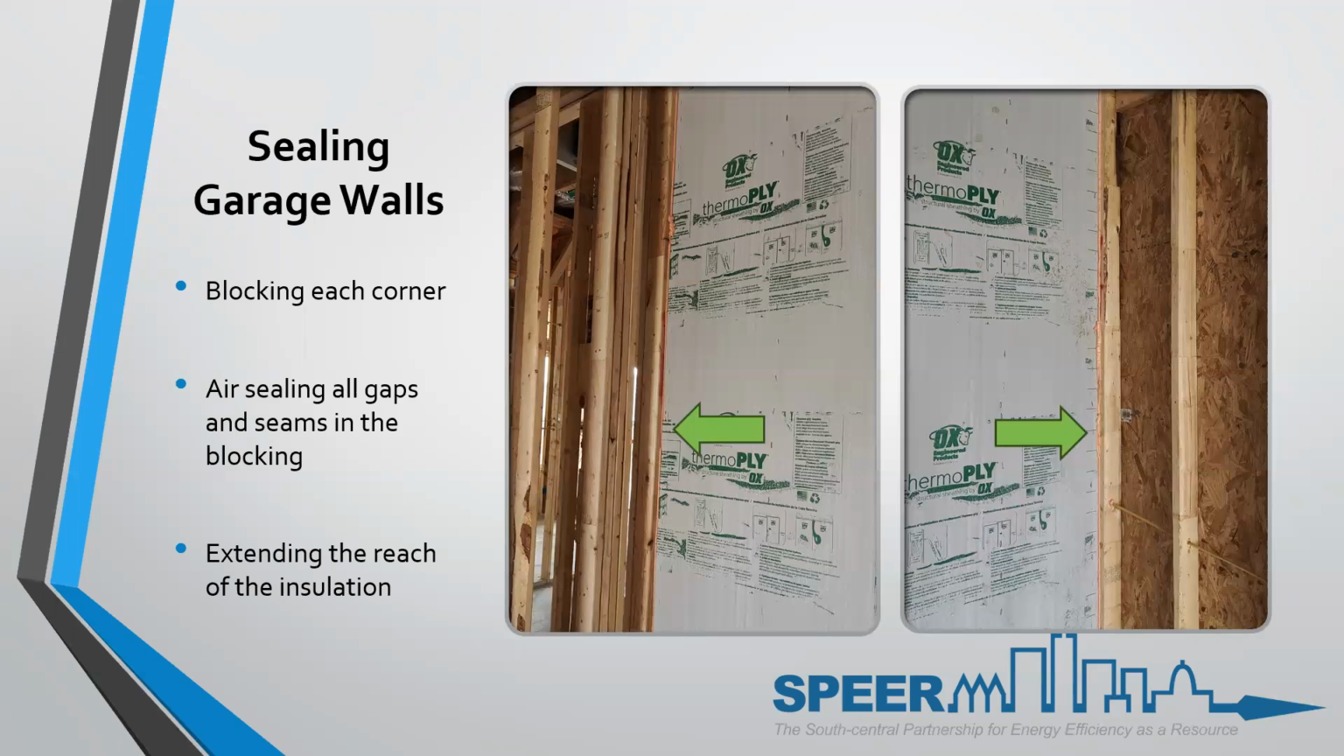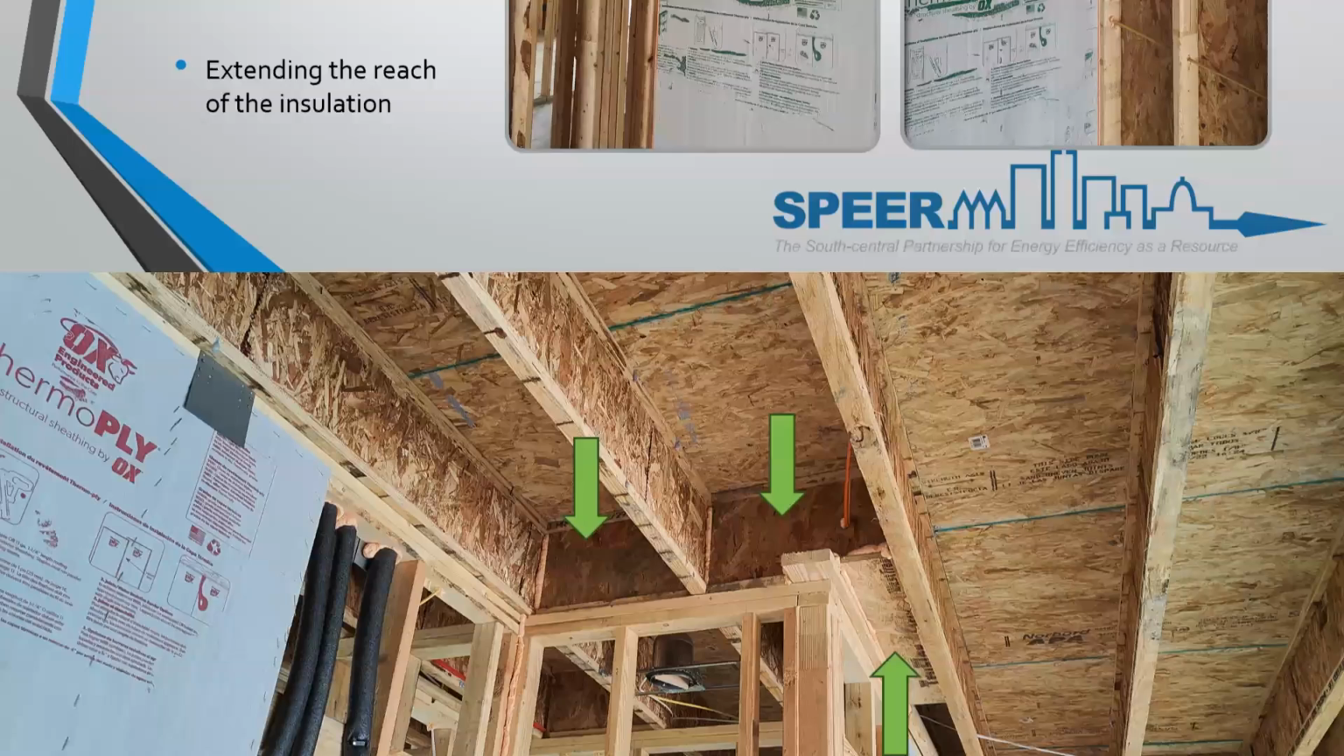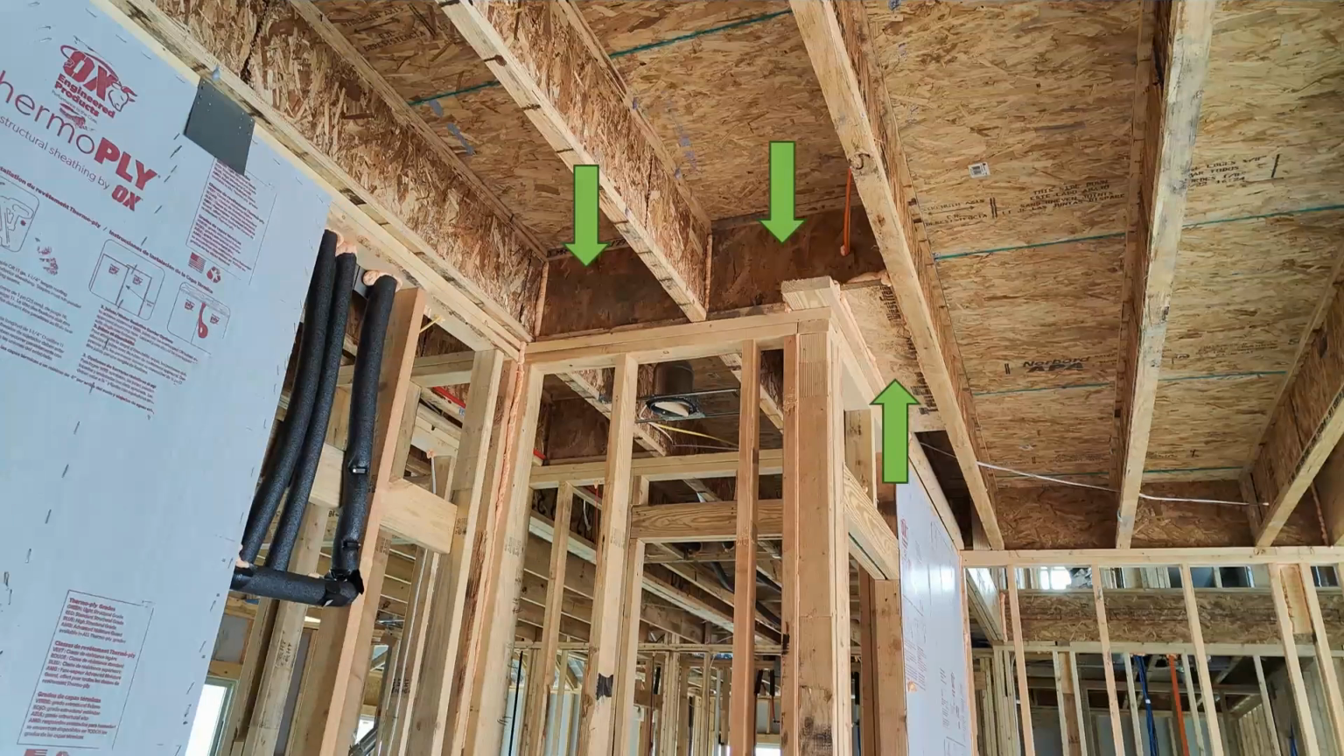So this builder has decided to put T-ply and air seal that entire spot before and behind the sheetrock, so the sheetrock isn't the ultimate air barrier. This to me is done correctly. I'll reiterate that this is from the perspective of an energy inspector or third-party verifier. These are not specific code requirements. This is what it takes to meet the intent of code.